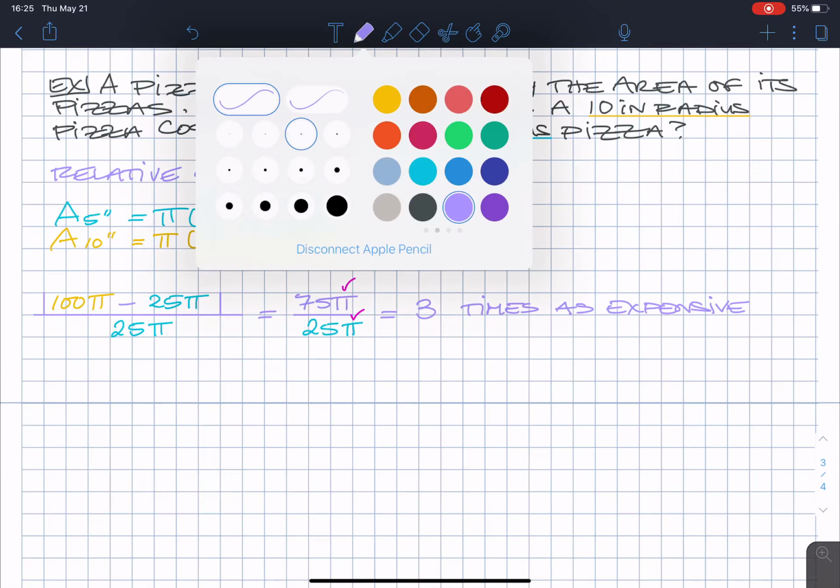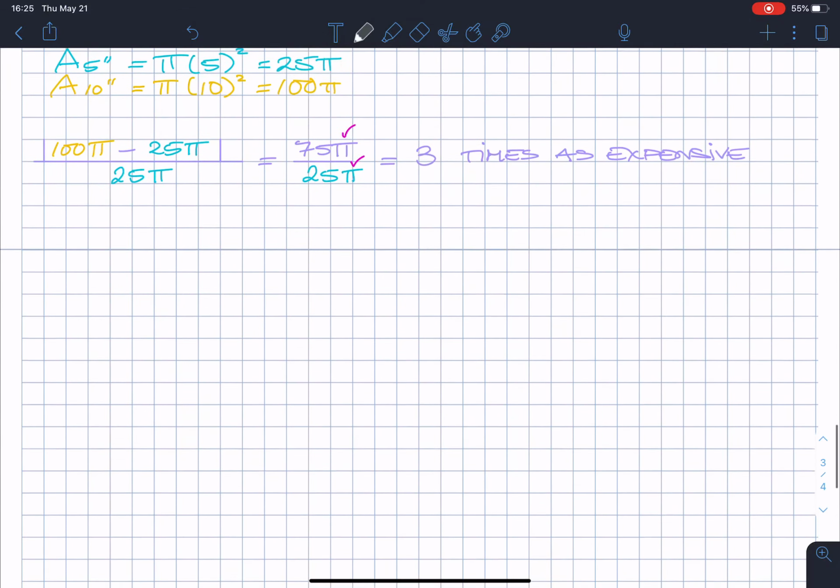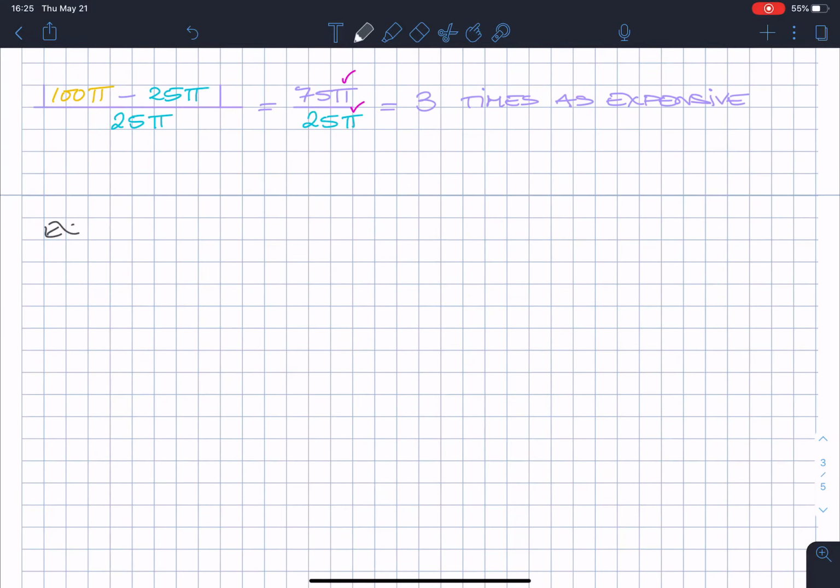Okay, so one more example for good measure. Let's do perimeter this time. So example, let's find the perimeter of the following image.